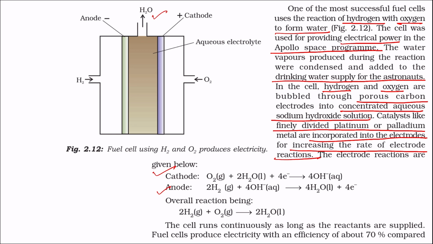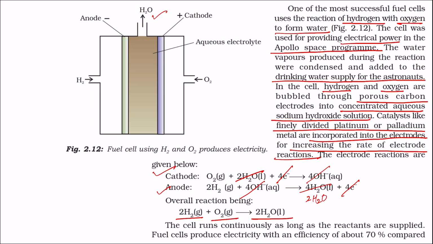The overall reaction is obtained on adding the reactions of cathode and anode. What happens? 4OH minus ions on both sides get cancelled. 4 electrons present on opposite sides get cancelled, and 4H2O minus 2H2O on the product side leaves 2H2O remaining. The overall reaction is 2H2 plus O2 forming 2H2O. So this is the reaction in which hydrogen is undergoing combustion in the presence of oxygen and water is formed.